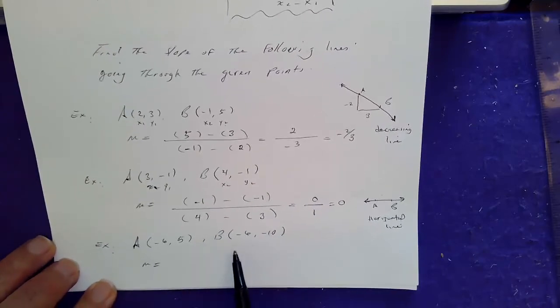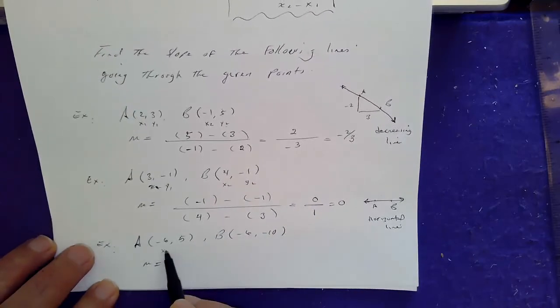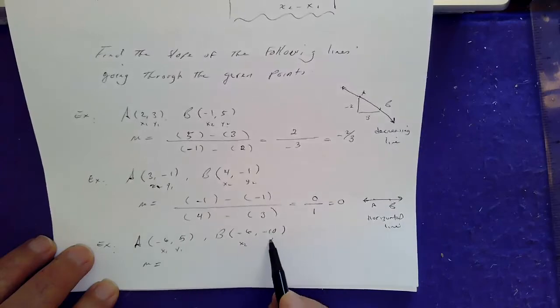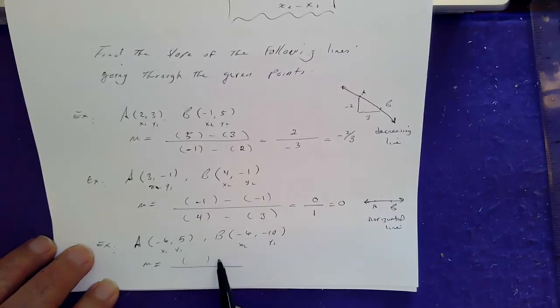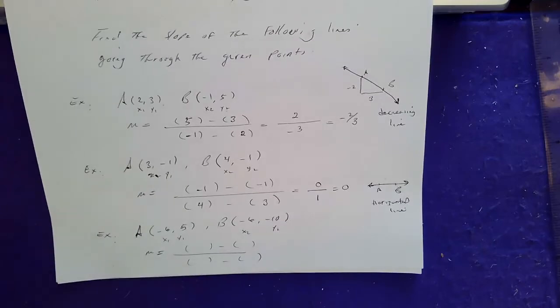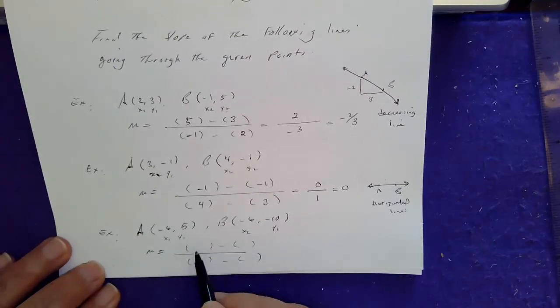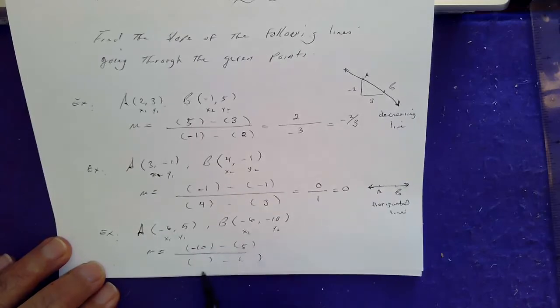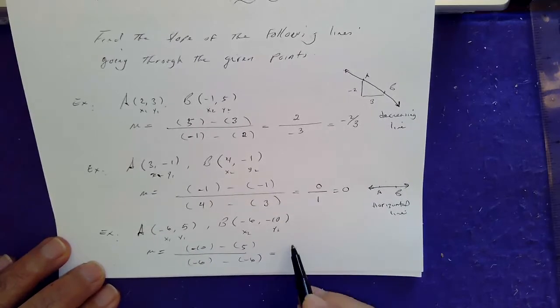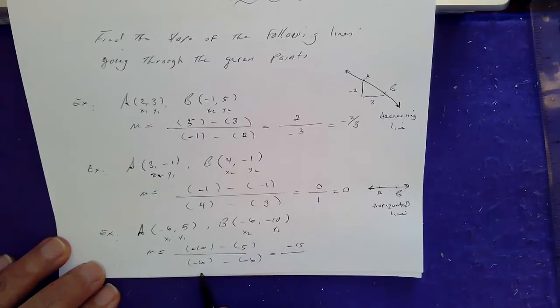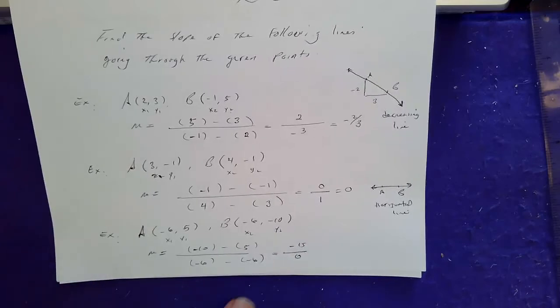Negative 6, 5, negative 6, negative 10. So x1, y1, x2, y2. A couple of parentheses with a minus in between. This is like filling out an application. Here's a blank application, fill it out. So you get negative 10 minus 5 over negative 6 minus 6, which is negative 15 over, minus minus is plus, negative 6 plus 6 is 0.